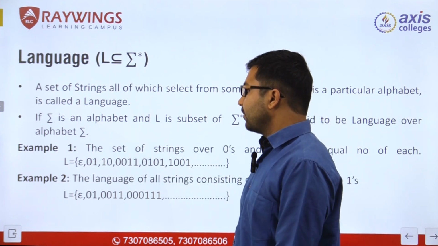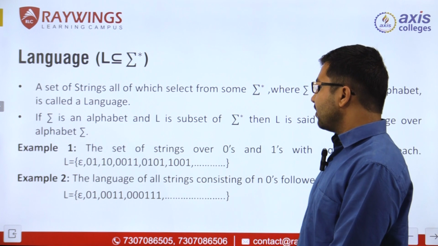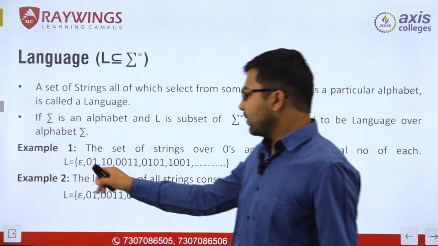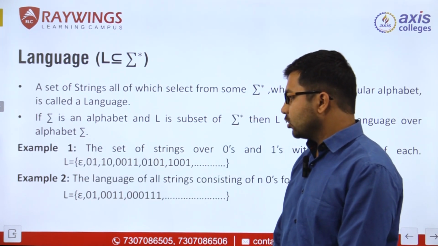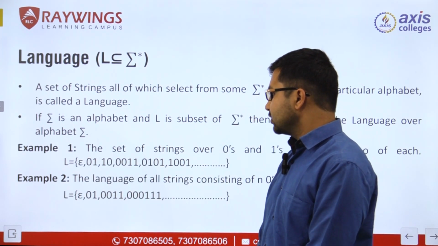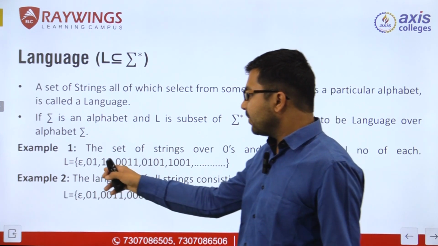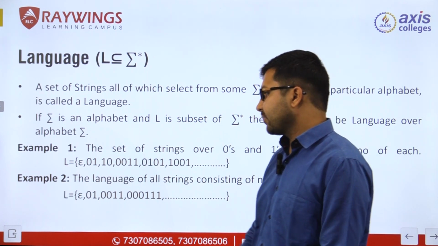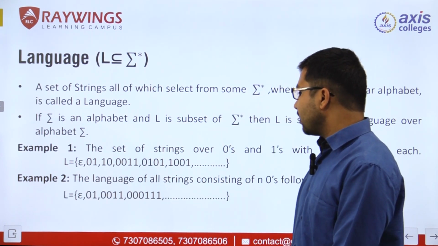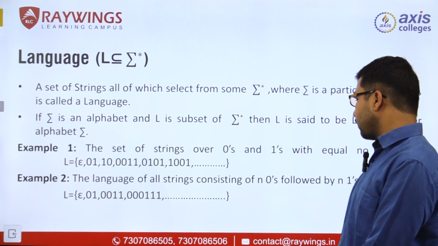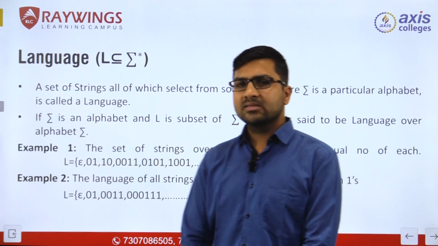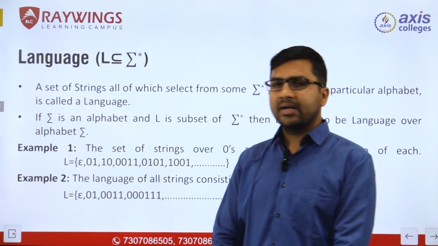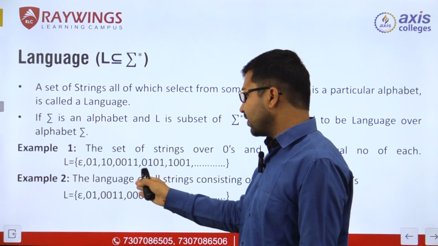If we talk about examples, the first example is the set of strings over zeros and ones with an equal number of each. So here the example L equals {null, 01, 10, 0011, 0101, 1001}. Here the number of zeros and number of ones are equal in the given example of language. In the second example, the language of all strings consisting of n zeros followed by n ones means if we start with zero, then forward it contains one, and again starting with zero, then forward it contains one.